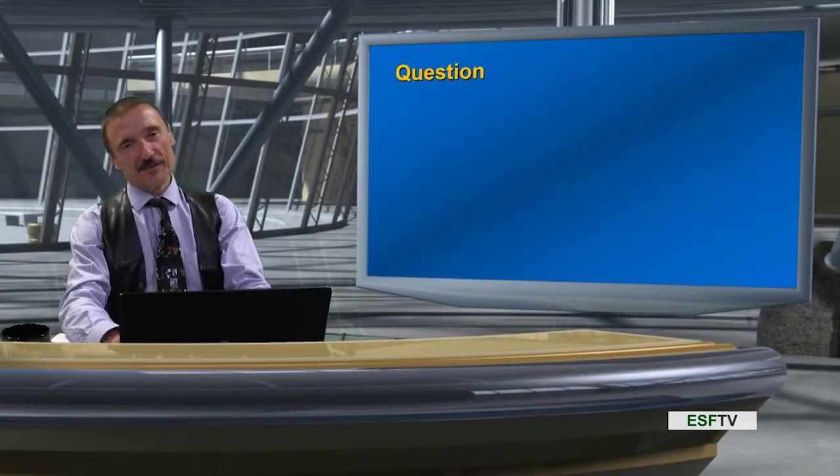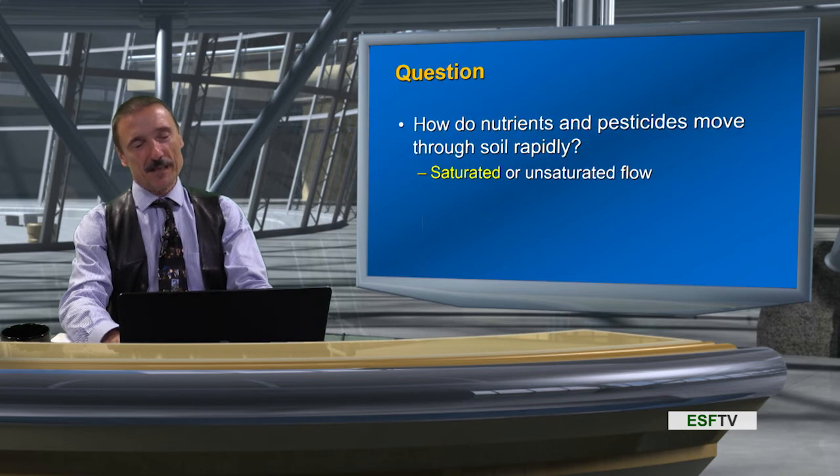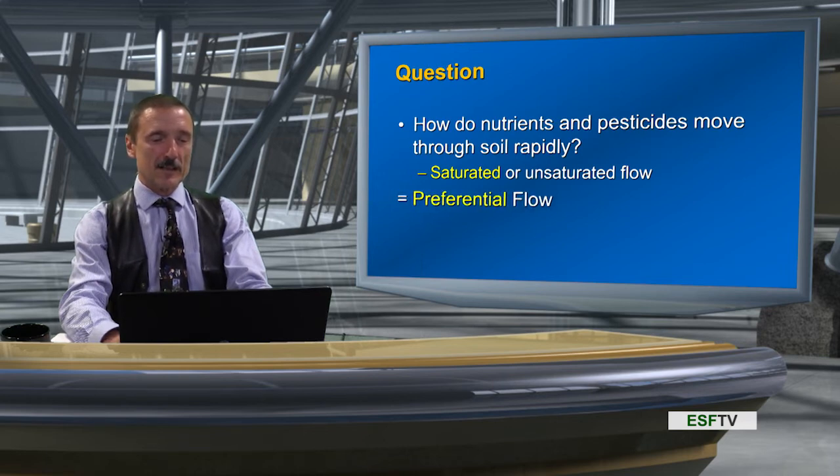So we can now ask a question with all this in mind. We think about applying this in terms of a practical question, and we think about management of farms and forests, and then we think about eutrophication and water quality. And so we might ask, how do nutrients and pesticides move through the soil so rapidly? Is it saturated flow, or is it unsaturated flow? What would you conclude based on what we've talked about thus far? So you'd have to conclude saturated flow or preferential flow.